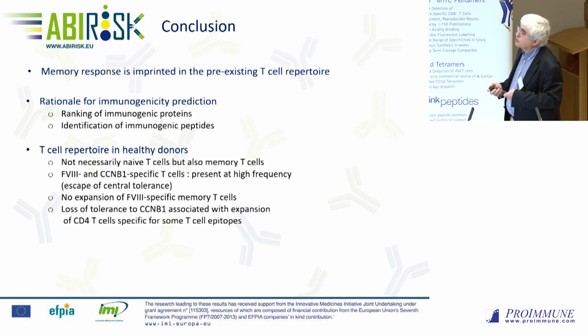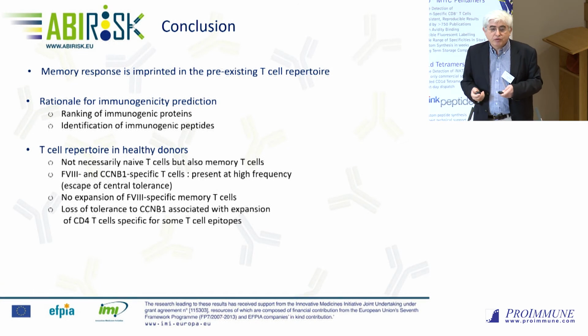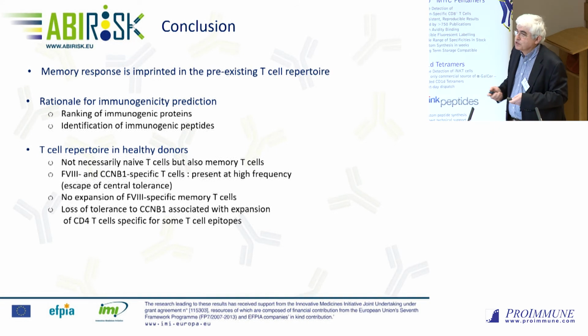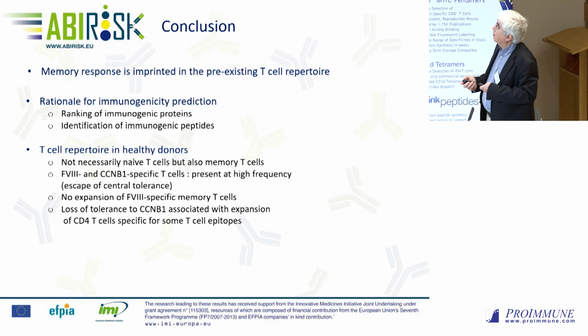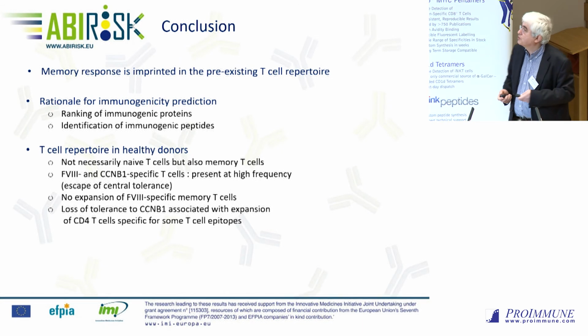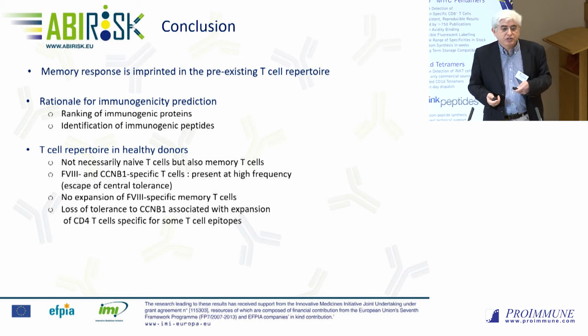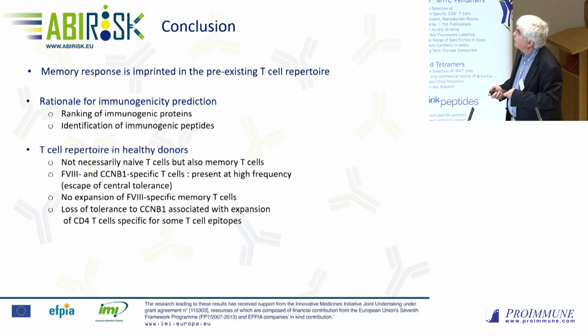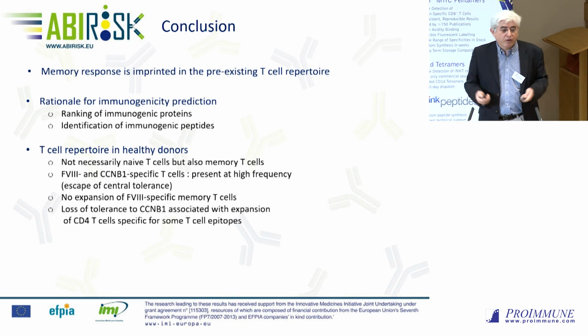And I also hope to convince you that the pre-existing cells are not necessarily naive cells. For instance, we find for factor VIII and for cyclin B1 a high frequency of cells, demonstrating the escape from the central tolerance. But there is a great difference between these two antigens. For factor VIII, we do not detect any expansion of specific cells, in contrast to cyclin B1, and it was followed by an antibody response.